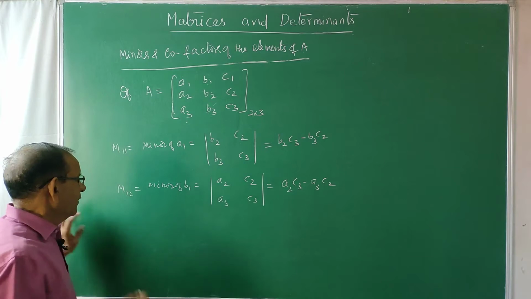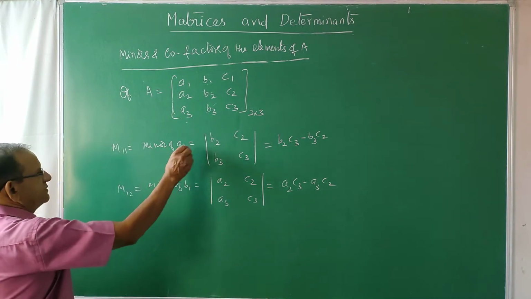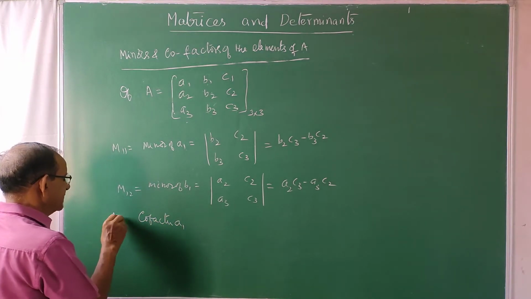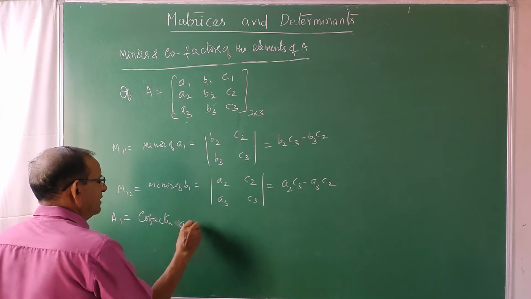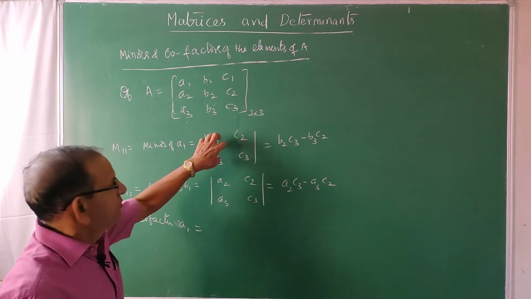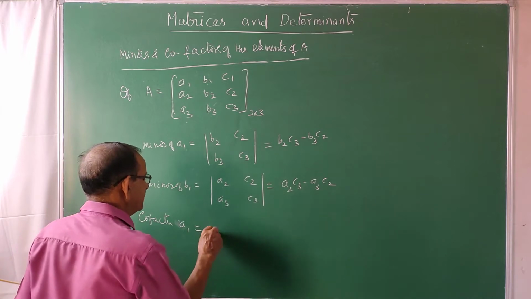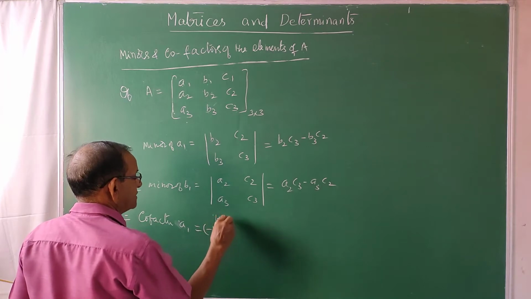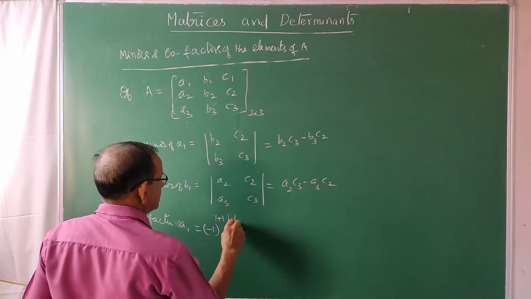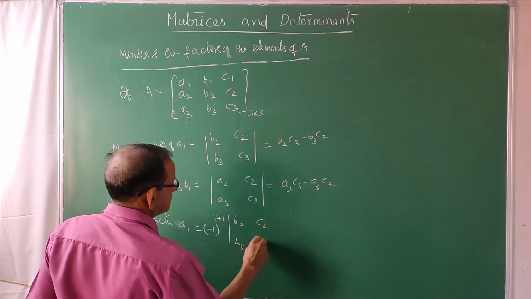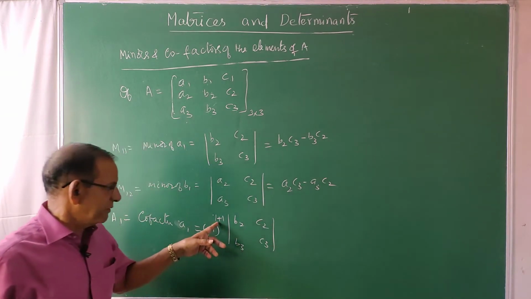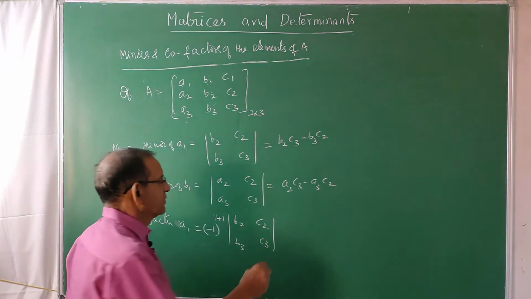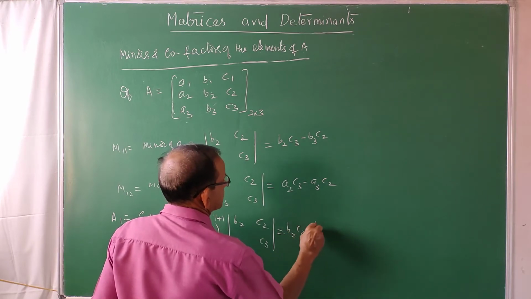Now, what are cofactors? Cofactor of A1, we denote it as capital A1, is equal to the minor multiplied by minus 1 whole power row number plus column number. That is 1 plus 1, into this minor B2, C2, B3, C3. But minus 1 whole power an even number is plus 1 only. So plus 1 into minor equals the minor only: B2, C3 minus B3, C2.